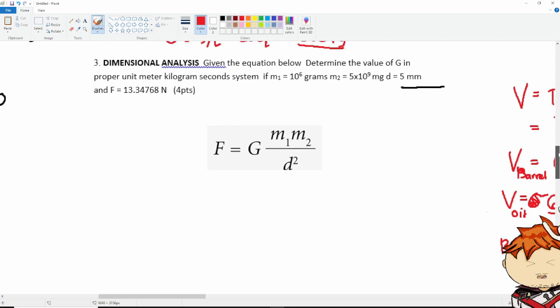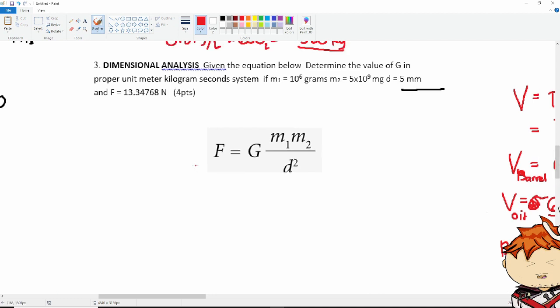Dimensional analysis. Oh, I love this question. They are pretty easy, you just put in the given.